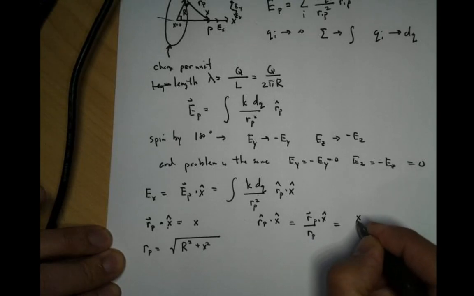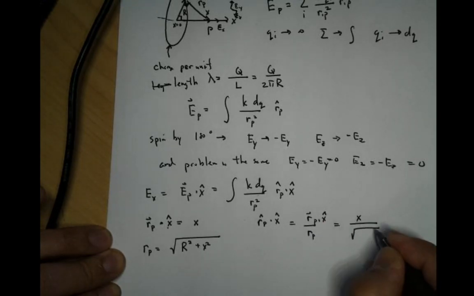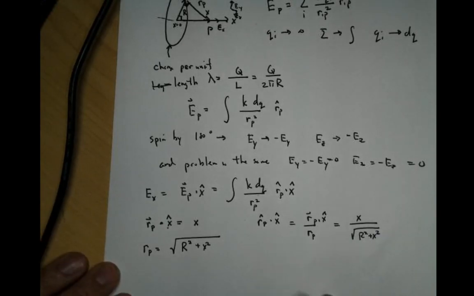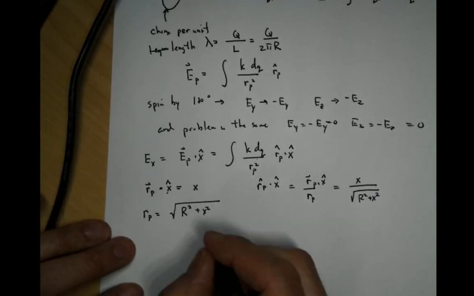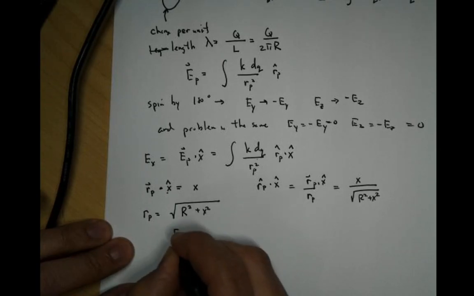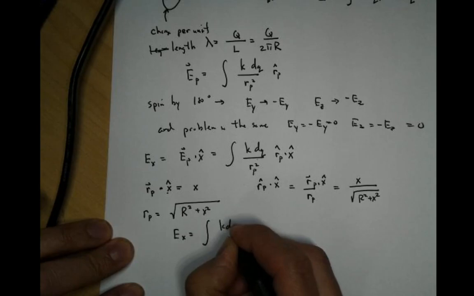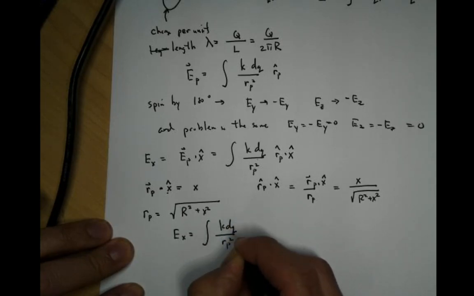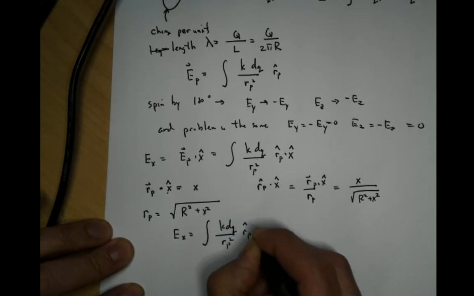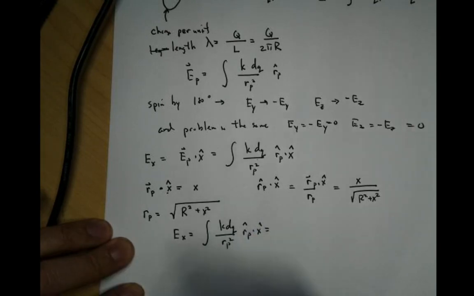That's just going to be x over the square root of r squared plus x squared. Okay? So let's put all this together now. So E_x is equal to the integral of k dq over r_P squared, r_P hat dot x hat. Let's plug this all together.